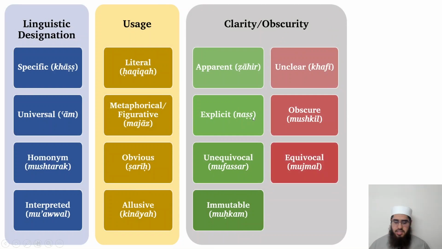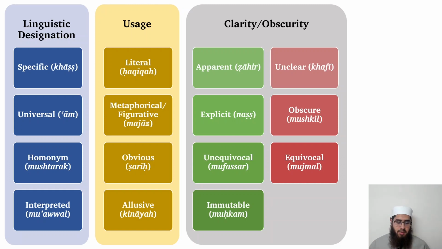the third level, which is equivocal. Equivocal is where there are so many meanings that the text becomes obscure, and it's impossible to give preference to any one of those possible meanings unless you have clarification from the original source.